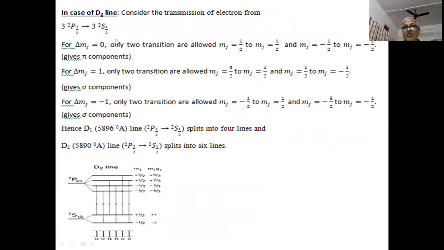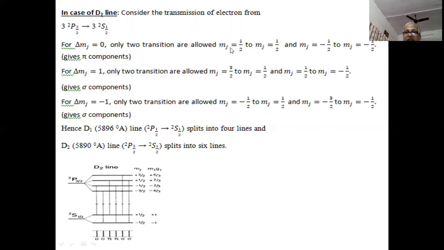And in the case of sodium D2 line, we consider the transition of electron from 2p3/2 to 2s1/2. For delta Mj equal to 0, only two transitions are allowed, Mj equal to 1/2 to Mj equal to 1/2, and Mj equal to minus 1/2 to Mj equal to minus 1/2. Only two transitions are allowed, and this gives the pi components.